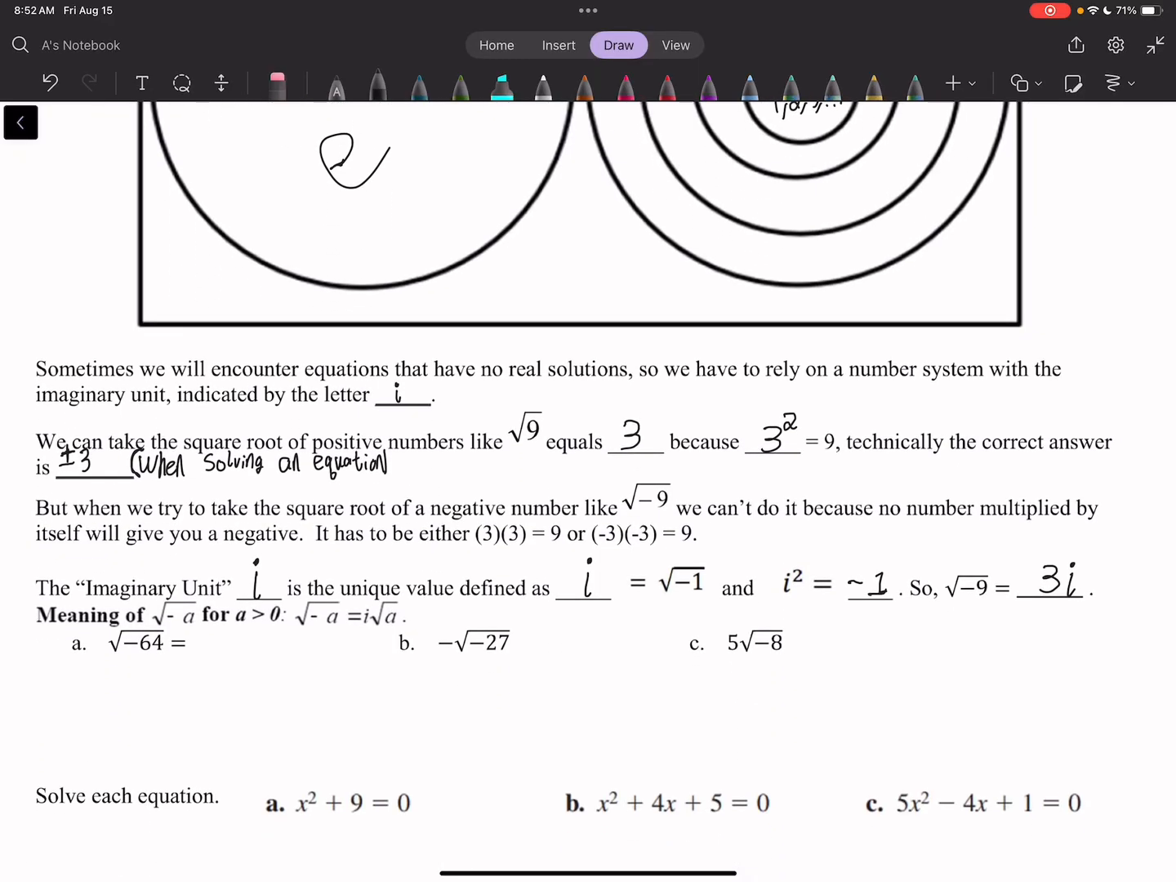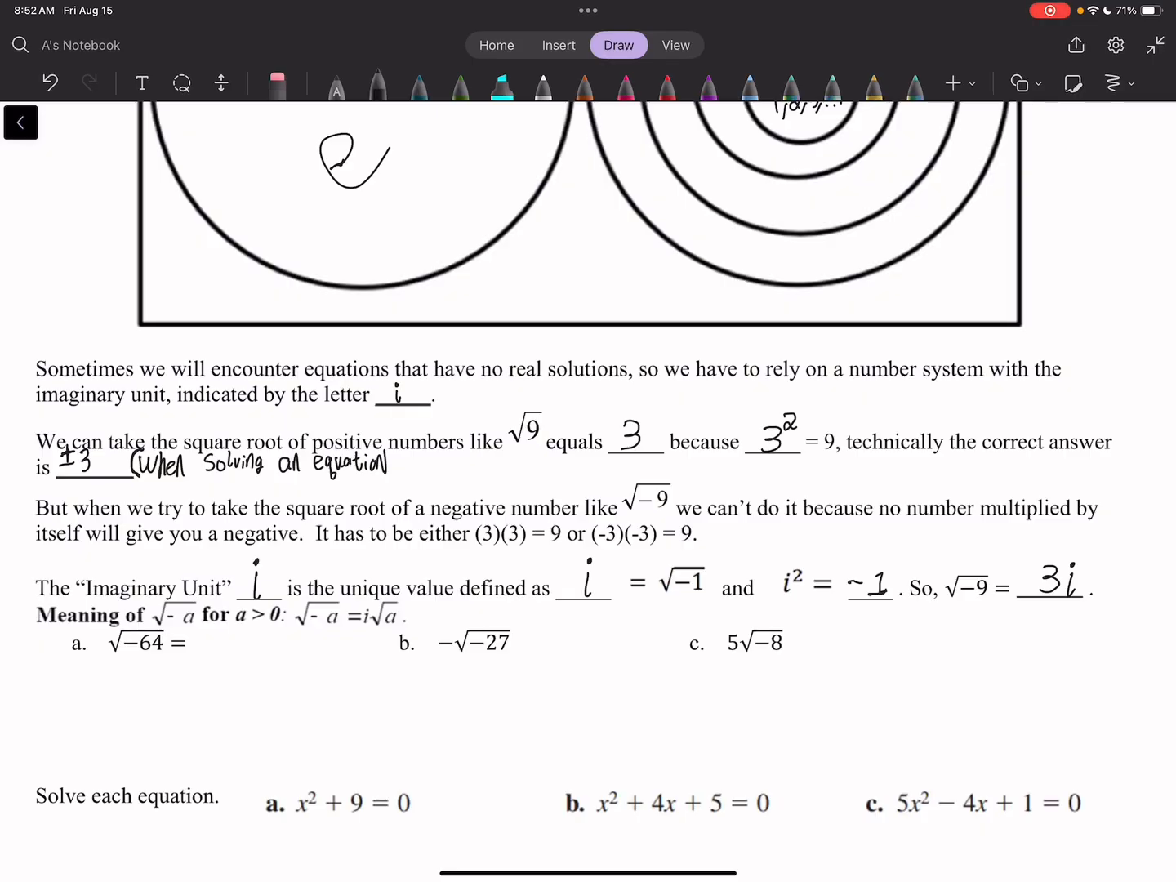Sometimes we're going to encounter an imaginary number. We're denoting that with the letter i. If you take the square root of something like 9, it equals 3 because 3 squared is equal to 9. Now, technically, if you're solving an equation such as x squared equals 9, you get plus and minus 3. Again, that's just when solving an equation because negative 3 squared is also 9.